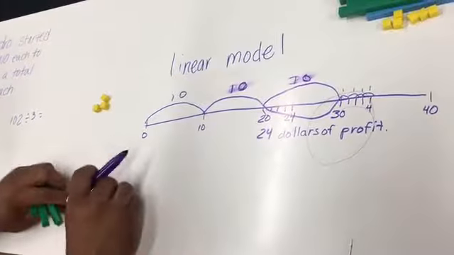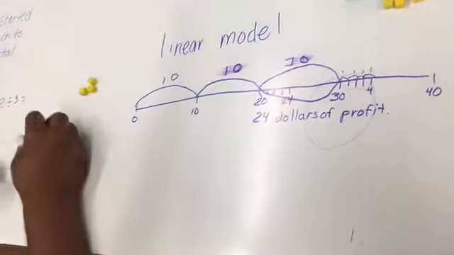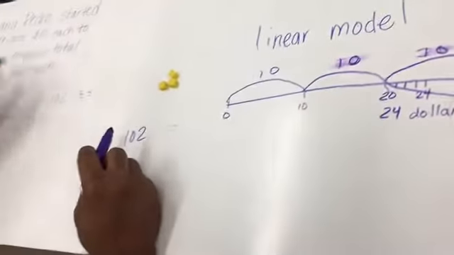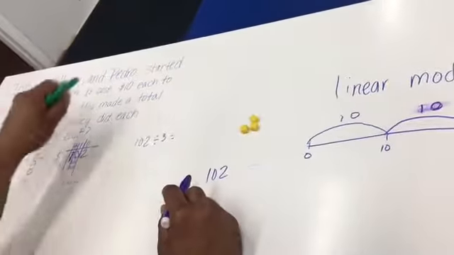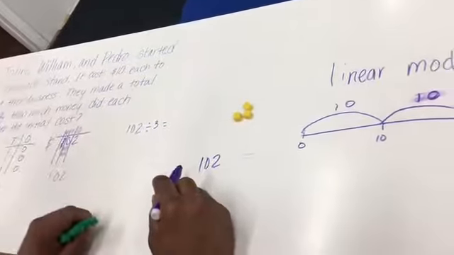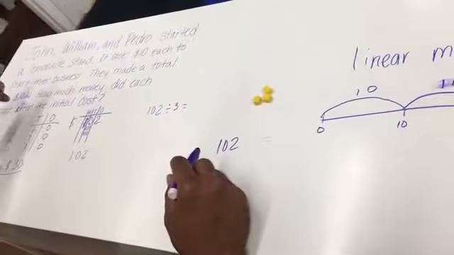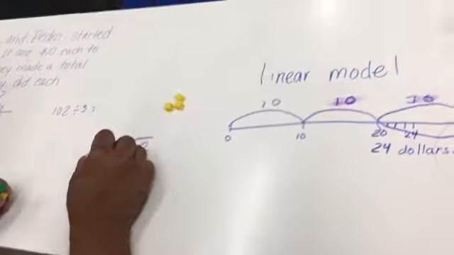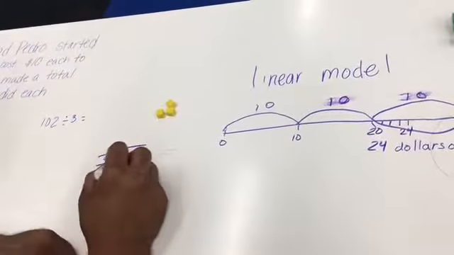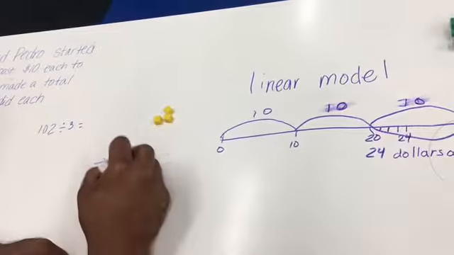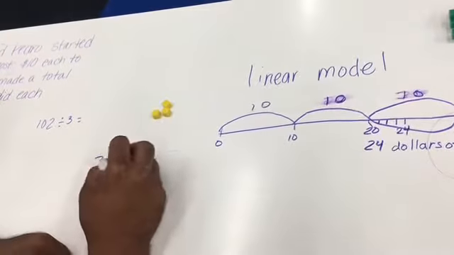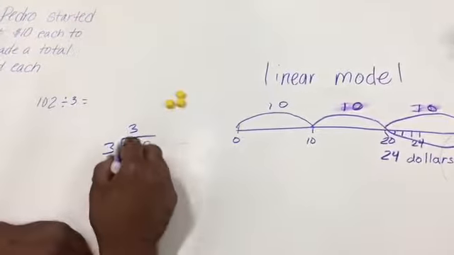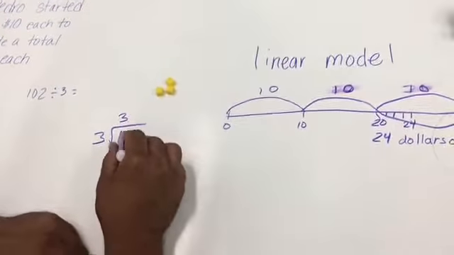I'm gonna do it now like we normally do, and it's 102 from the beginning. John, William, and Pedro started a lemonade stand. It cost them $10 each to start their business. They made a total of $102. There's 3 of them, so we're gonna divide. Obviously, we're gonna be able to go into this right here 3 times. 3 times 3 is 9, 9 units.